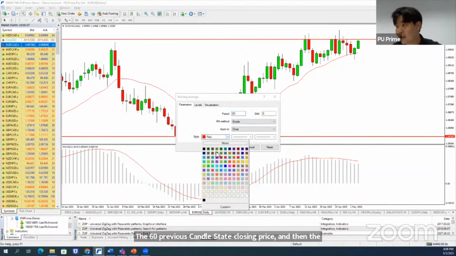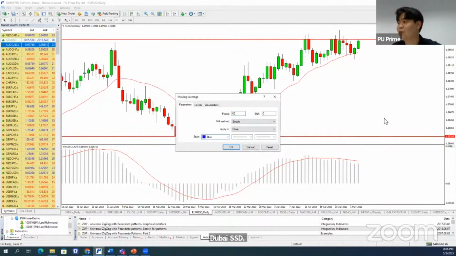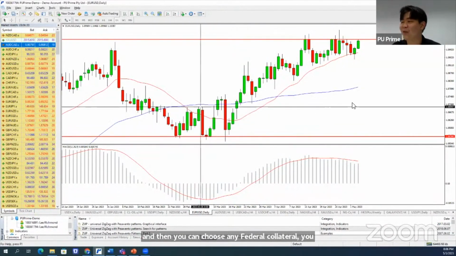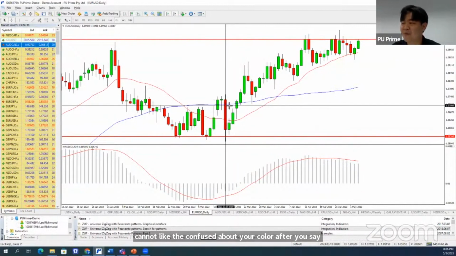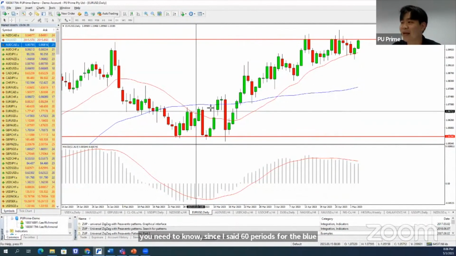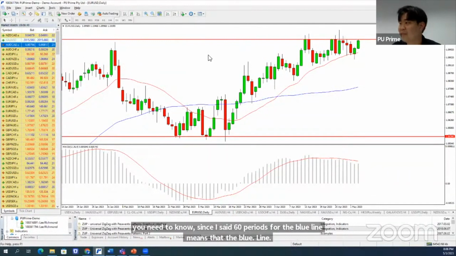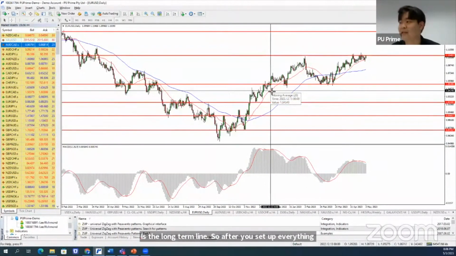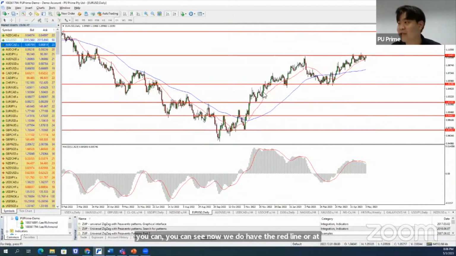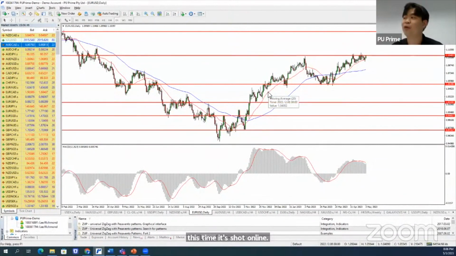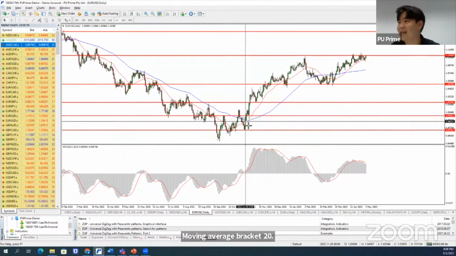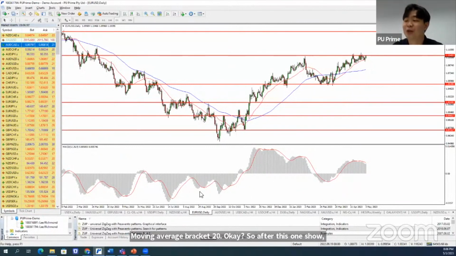After you set the 60, you can choose any favorite color. Don't get confused about your color. You need to know, since I set 60 periods for the blue line, the blue line is the long-term line. After you set up everything, you can see we have the red line, which is the short-term line. If you're confused, you can just move towards the line and it will show you moving average bracket 20. After this shows, you are able to identify the trend already.